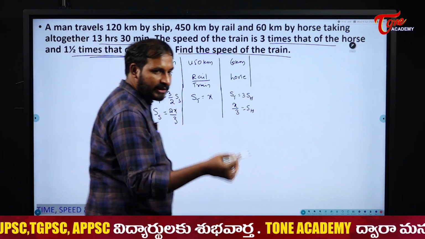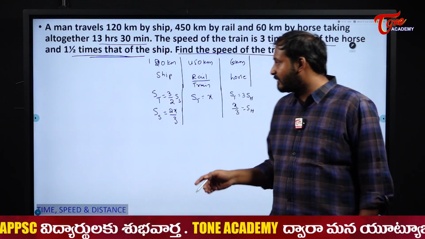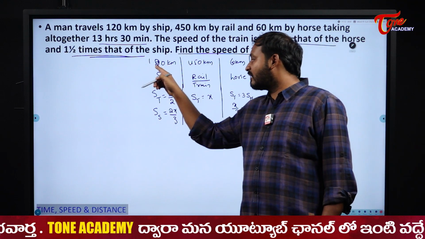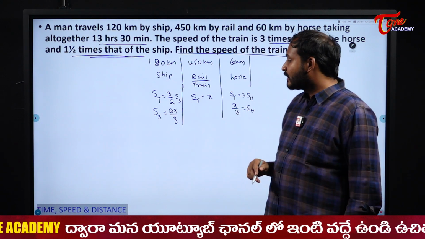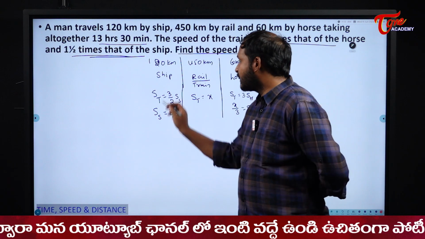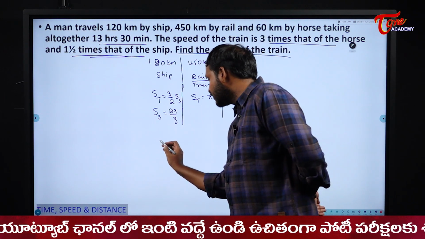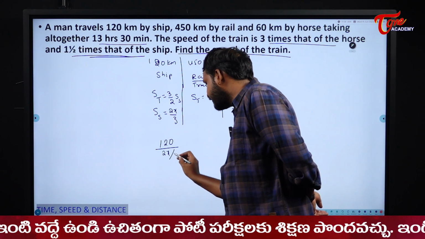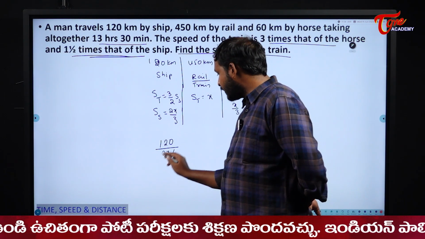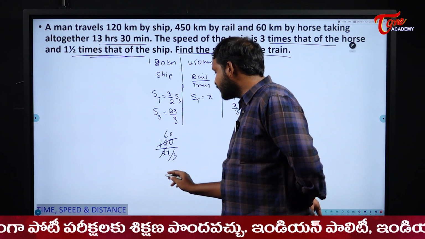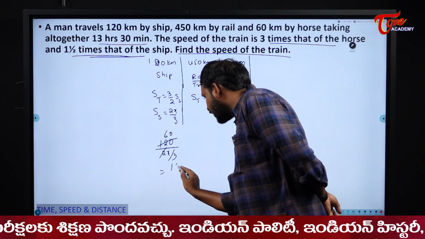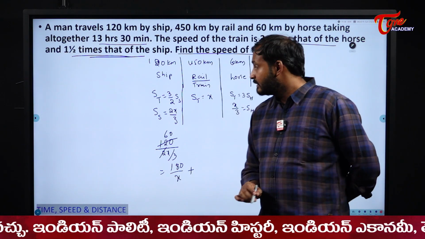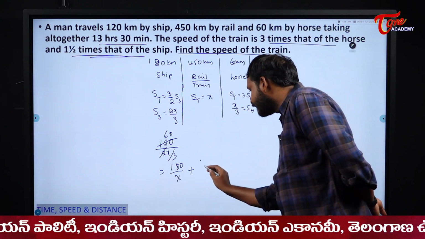And we have the total time taken. Total time means time taken here plus time taken here plus time taken here. What is the time taken to travel 120 kilometers with a speed of 2x by 3? Time formula is distance by speed. So 120 by 2x by 3. 3 will come to numerator, this will go 60. Overall it becomes 180 by x.